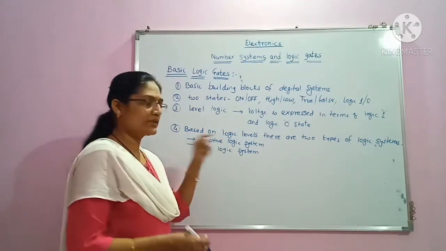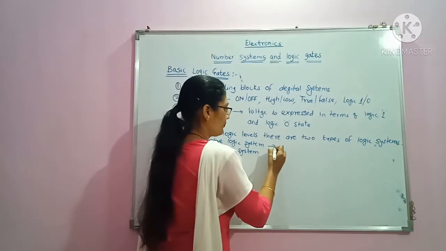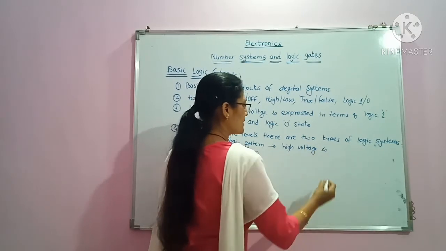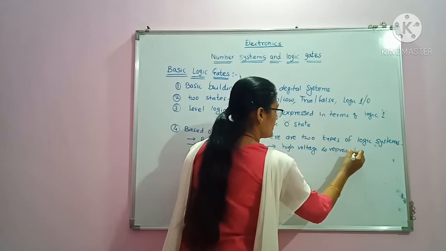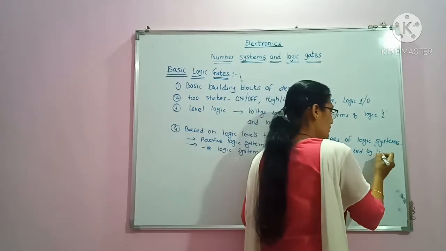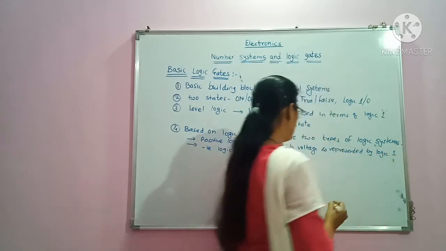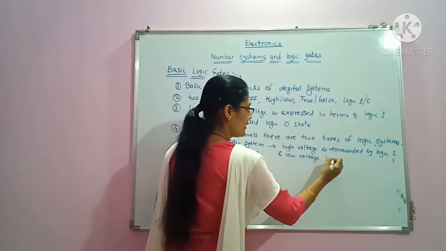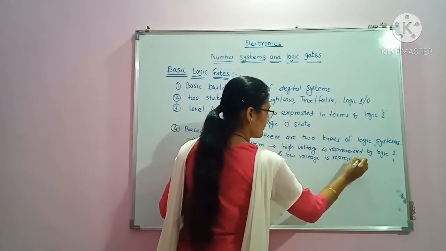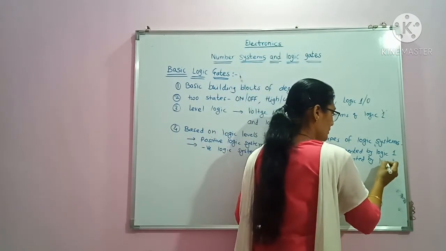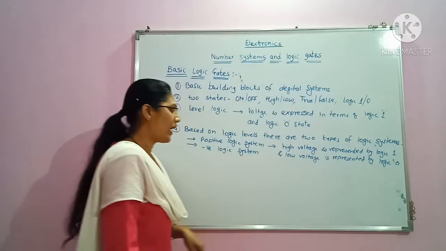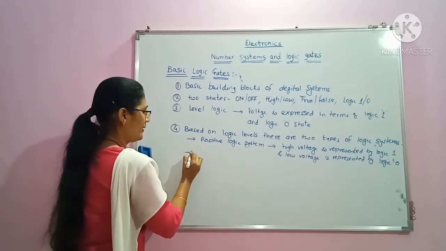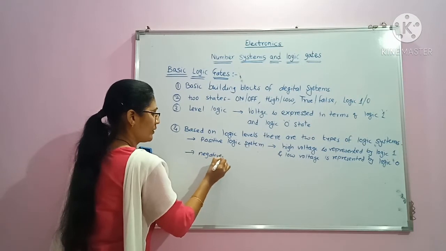The positive logic system is nothing but the logic system in which high voltage is represented by logic 1 and low voltage is represented by logic 0, and then the negative logic system.